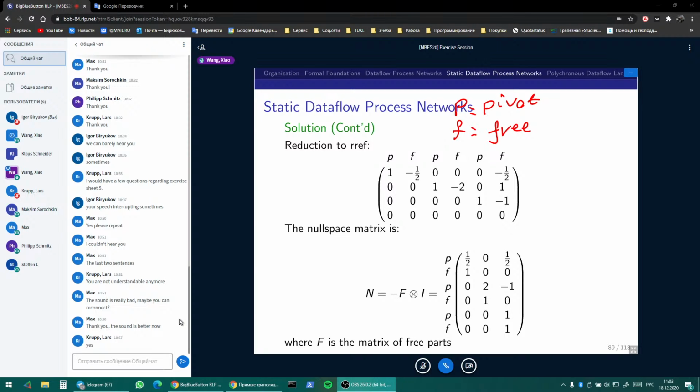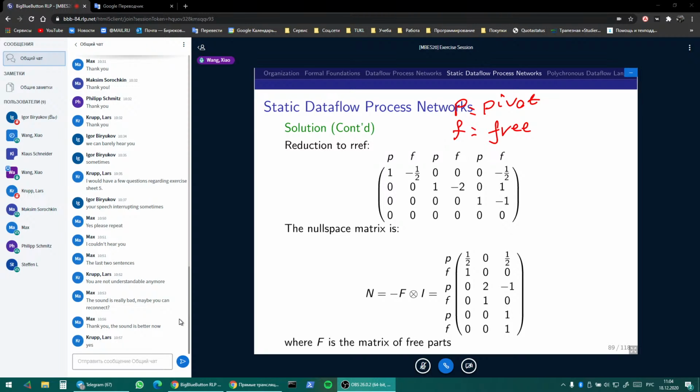Minus F means the negation of the free parts. We put the negation of the free parts at the pivots here, at the P. And then for the rest, that's the identity matrix. I will show you.